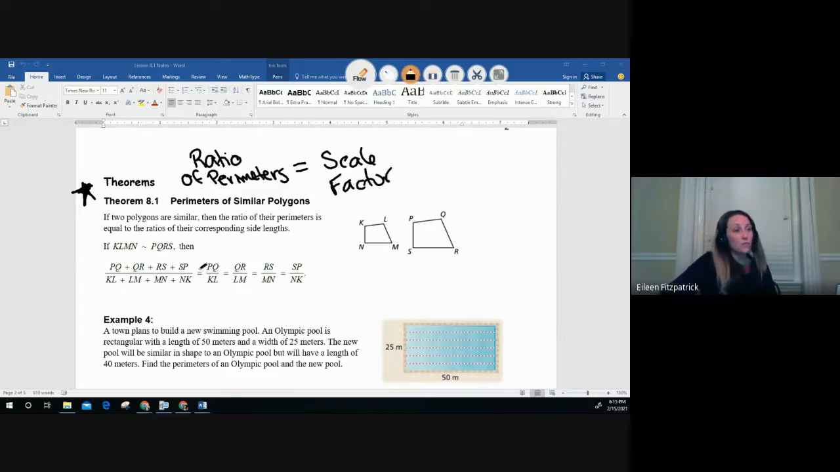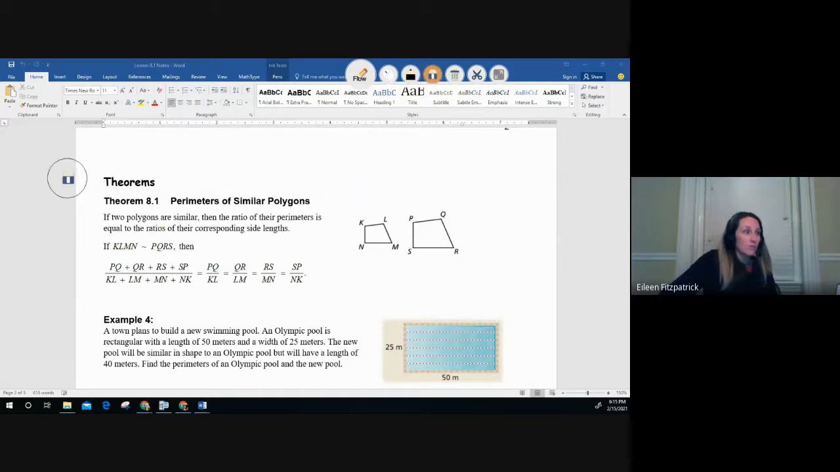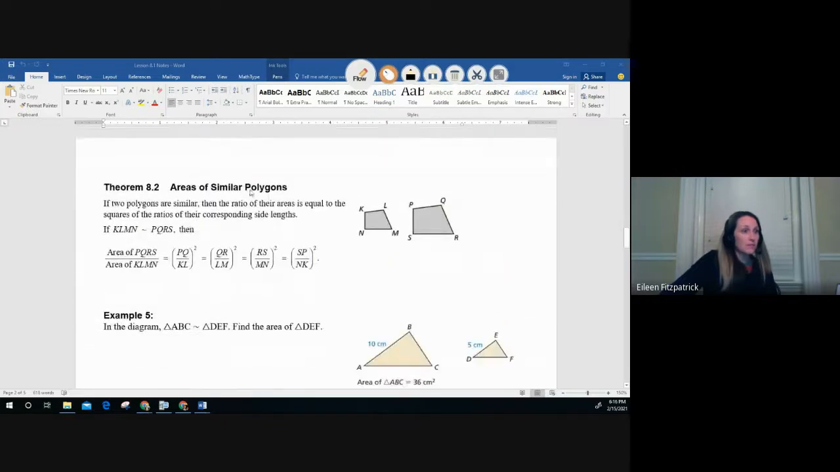Okay, so even if you don't know the perimeter of one of these figures, if you know the scale factor and you know the perimeter of one of the two figures, you can solve and find the perimeter of the other figure. And that's what we're going to do below. Okay, the other theorem, let me just jump down there so I can write it in words like I did above. This theorem tells us that our ratio of areas is equal to the scale factor squared. Okay, if you square your scale factor, then that's equal to the ratio of areas.